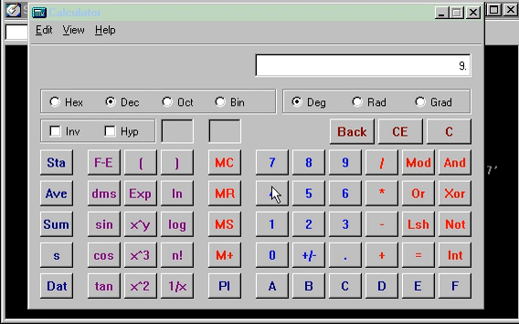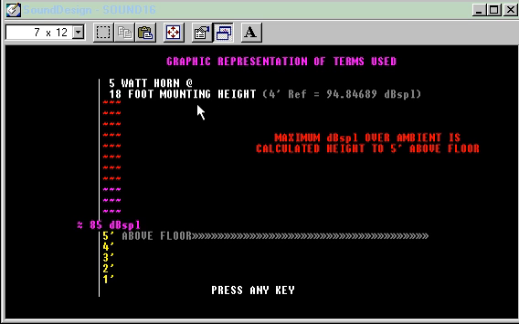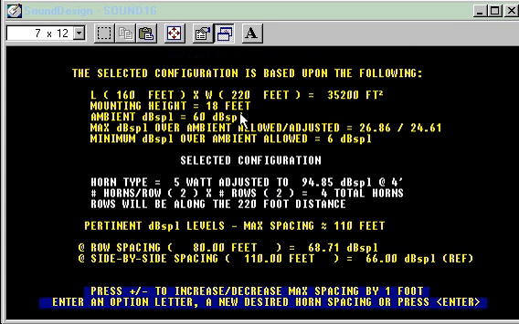Now if we take the horn output level that was determined by the program, which if you recall was 94.84 dBSPL at 4 feet, and subtract from that the loss along the line of sight distance, which is 28.84 dBSPL, you'll notice that you have exactly 66 dBSPL. This is 6 dB above the ambient noise level of 60 dBSPL. That's where those numbers come from.